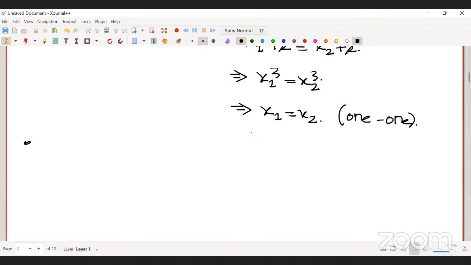Okay, so the next function is, let's say, the square root function. My first question is, when I'm defining the square root function, what is the domain of this function? Greater than or equal to 0. Okay.